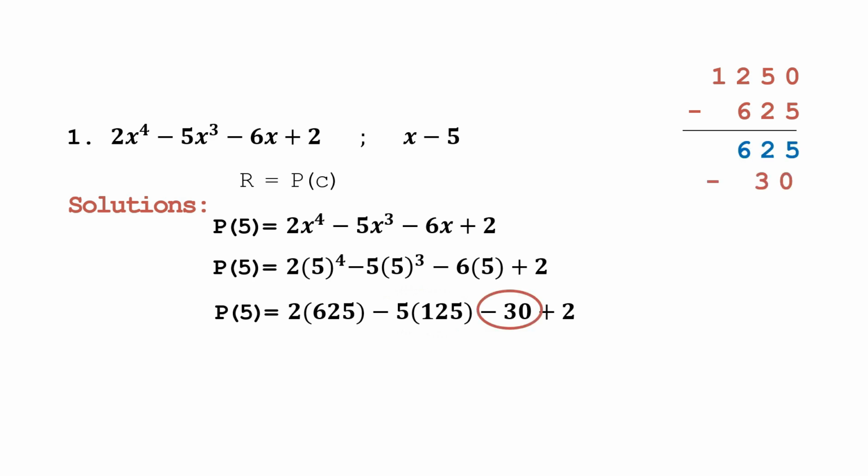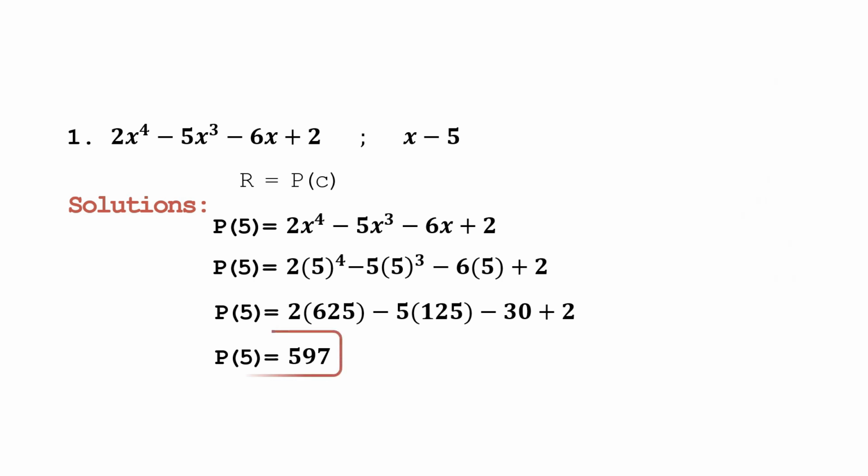And then we subtract 30 here. We'll have the answer of 595. And then add the last number, that's 2. That's equal to 597. That means p of 5 is equal to 597. And 597 here is our remainder.